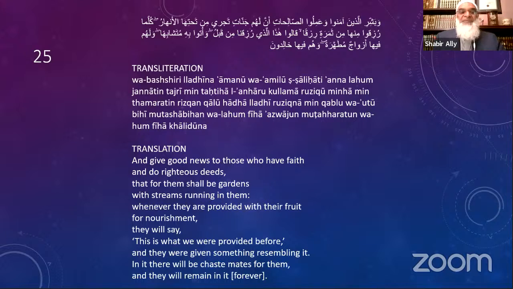Okay, translation. And give good news to those who have faith and do righteous deeds, that for them shall be gardens with streams running in them. Whenever they are provided with their fruit for nourishment, they will say, "This is what we were provided before." And they were given something resembling it. In it, there will be chaste mates for them, and they will remain in it forever.